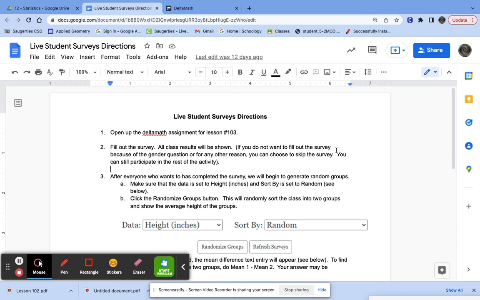Now, if you do not want to fill out the survey, you just don't feel comfortable with it, it's totally fine. There is a question about gender. So if you don't feel comfortable filling it out for that reason or any other reason, you can still participate in looking at the statistics even if you don't fill it out.